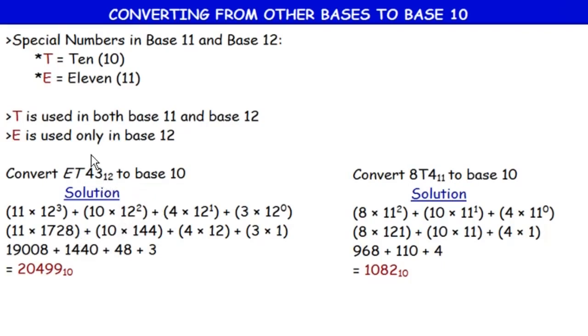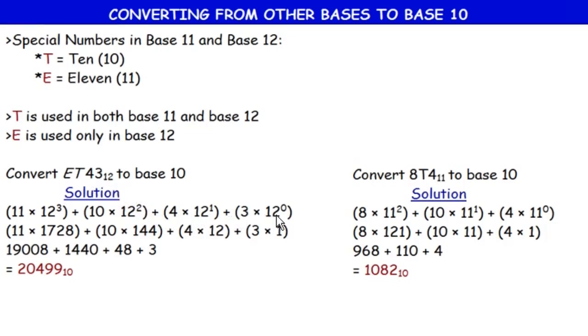So how do you convert ET43 base 12 to base 10? Well, going by the same approach, you pick each of the digits and multiply by the base. The first digit here is 11, so you have 11 times 12, in brackets. The next digit is T, 10, so 10 times 12, in brackets. The next digit is 4, so 4 times 12. And the last digit is 3, so 3 times 12.